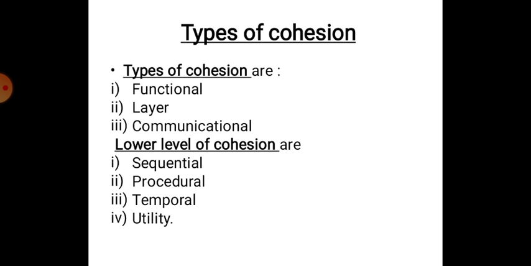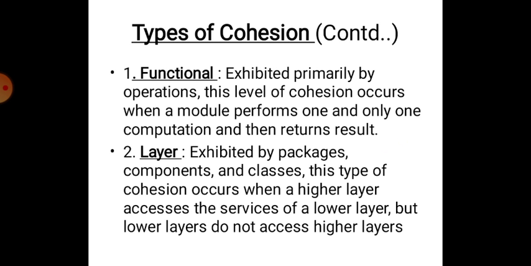So, types of cohesion. Types of cohesion are functional, layer and communicational, whereas lower levels of cohesion may be sequential, procedural, temporal or utility. Today we will discuss only in brief the types of cohesion. So there are three types of cohesion. One is functional, another is layer, another is communicational. First we will take up functional.